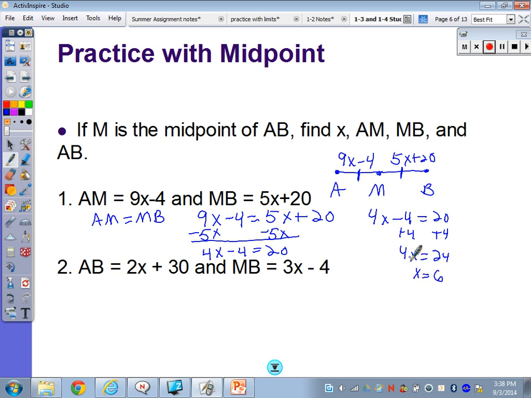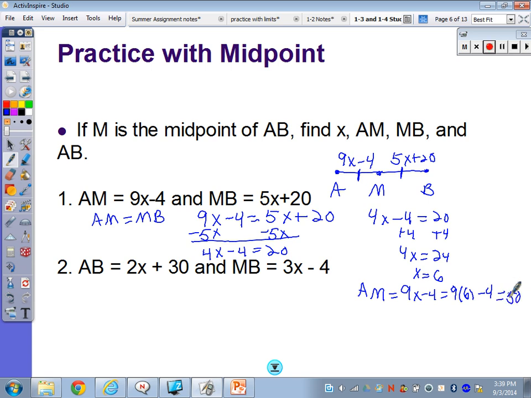Okay, and then the last step, I divided both sides by 4 and got 6. Now that's only the first part. Then to find AM, I'm going to plug 6 in for X for 9x minus 4. So I'm going to do 9 times 6 minus 4. So 9 times 6 is 54, minus 4 is 50.